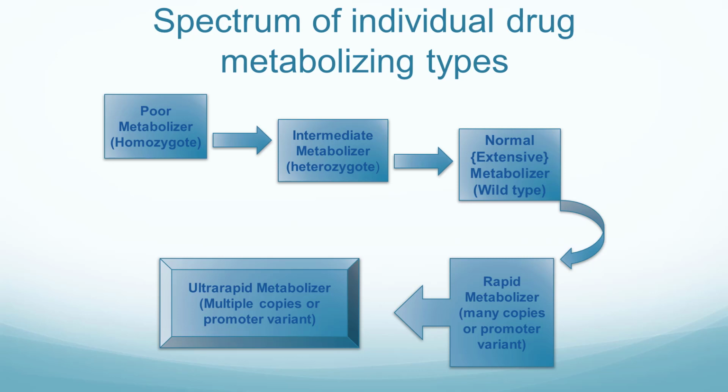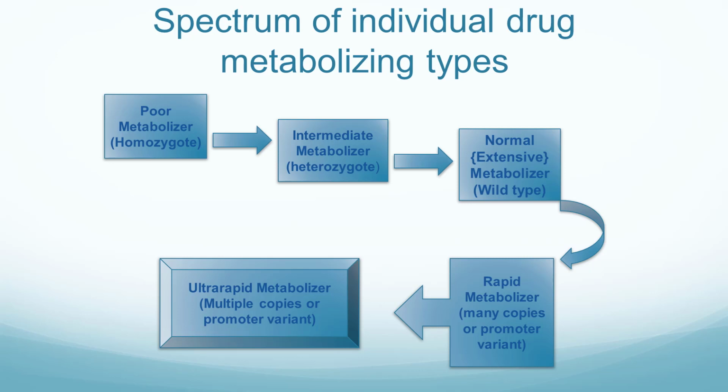So if you see wild type, that is normal. And if you see extensive, that is also another word for normal. It's a little bit confusing, but I just wanted to make that point initially for you. Then at the upper left, we have poor metabolizers. So those are going to be the ones at risk of toxicity.